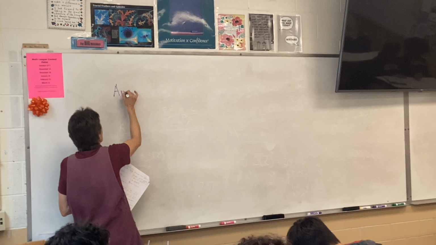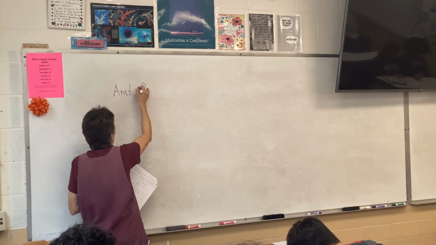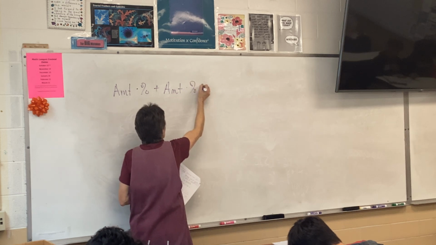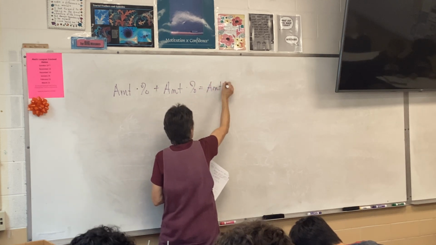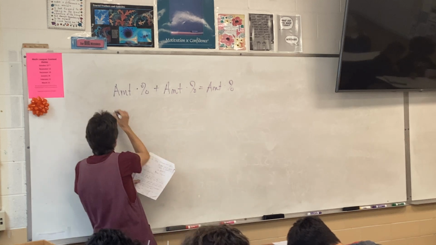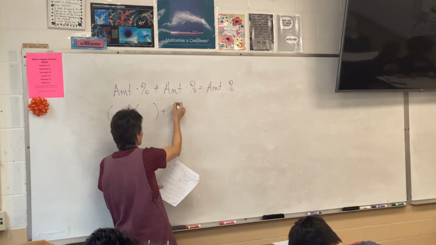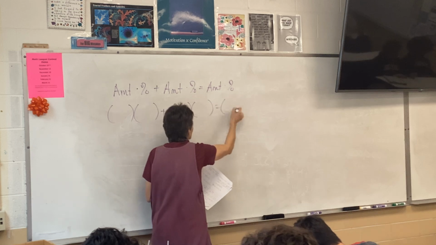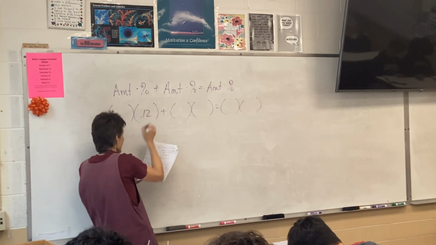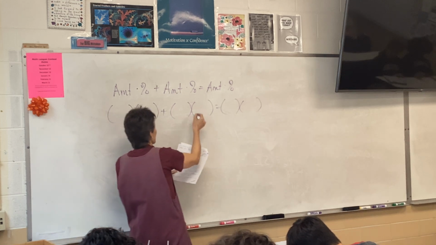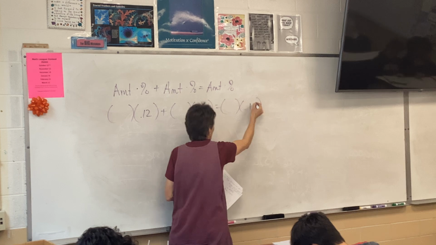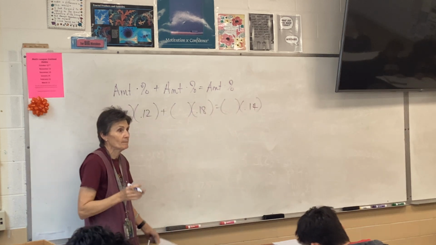Amount times percent. It's multiply. Amount times percent plus amount times percent equals amount times percent of the total. That's the total over there. So my percentages are known. I have some 12% that I'm mixing with some 18% to end up with some 14%. Does that make sense to everyone?